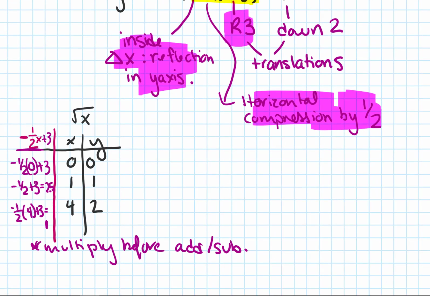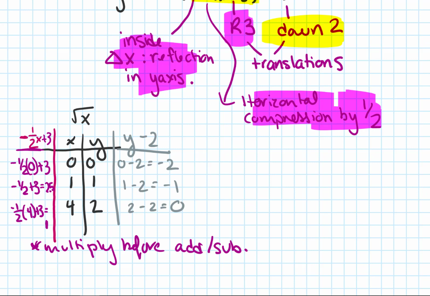Now I'm going to go and apply my translation, which is down 2. That's the only thing that's impacting our y values. So 0 minus 2 is negative 2. 1 minus 2 is negative 1. 2 minus 2 is 0. So we will graph 3, negative 2, 1, 0, and 2.5, negative 1, and it looks something like this. Here's our anchor point.